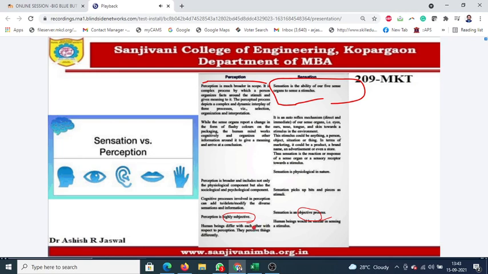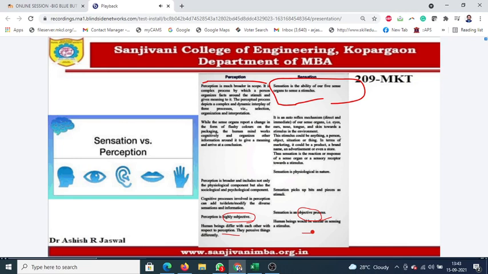Human beings differ with each other in respect to perception, but are similar in terms of sensing a stimulus. That is what we need to understand. It gives us a broader sense to understand, yes, there is a difference between perception and sensation. But the perception process starts from sensation only. The difference is that sensation is similar, perception is going to be different. That is what we need to understand.